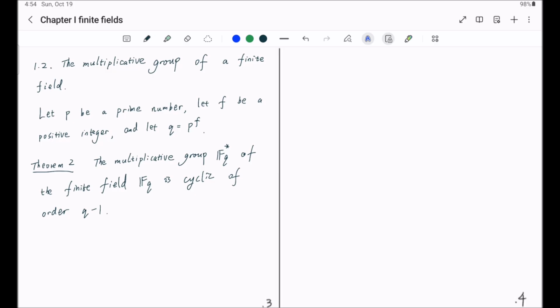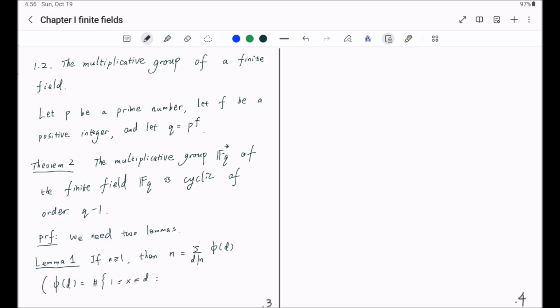To prove the theorem, we need two lemmas. The first lemma is a lemma from elementary number theory. If n is a positive integer, then n is equal to the sum of phi of d for d taken over all divisors of n, where this phi is the famous Euler phi function. Phi of d is equal to the number of integers between 1 and d that are co-prime to d.